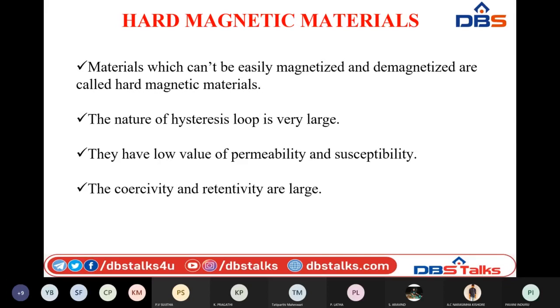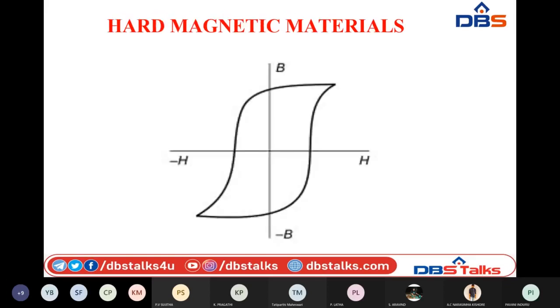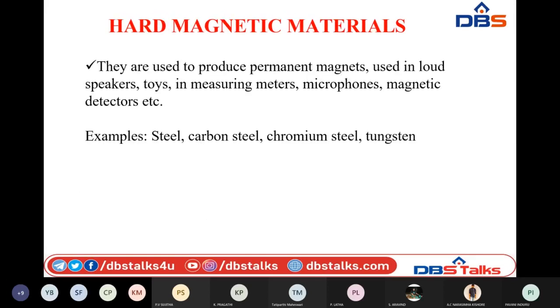Similarly, we require a large amount of magnetizing force to make retentivity zero. That means to demagnetize such materials, we require a large magnetizing force. That is why these have large values of coercivity and retentivity. Because of their high retentivity and coercivity, these are used to produce permanent magnets. Permanent magnets can work as magnets for a longer time.